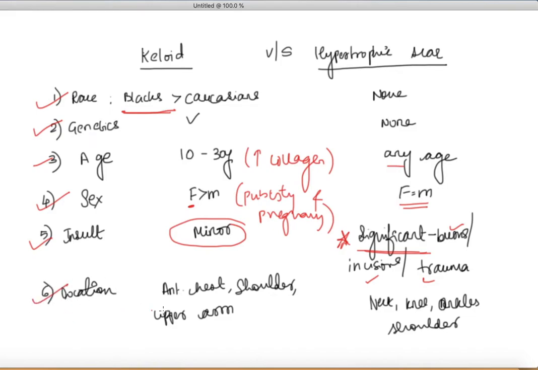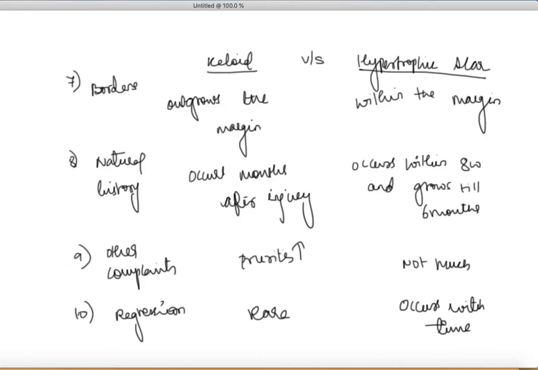And coming to location, keloid has a typical location of the anterior chest, occurring on the anterior chest. It can be on the shoulders and in the upper arm as well. And hypertrophic scars can occur wherever there is significant injury, as we have just mentioned, but common being the neck, knees, ankles, and the shoulders, where we tend to have a common place for our day-to-day injuries.